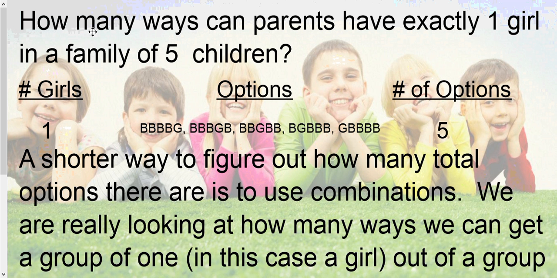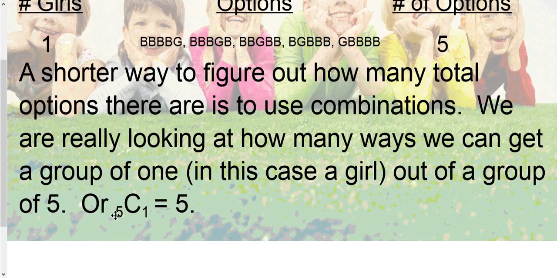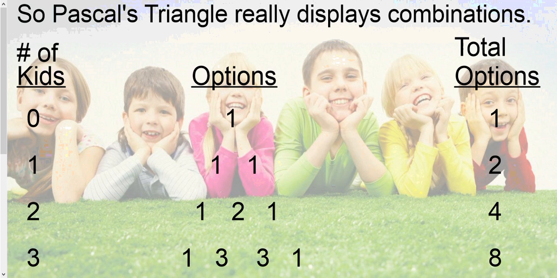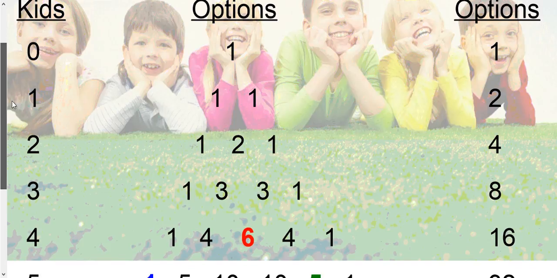Similarly, for how many ways you could get exactly 1 girl, that's also a combination when you are looking at this situation here. So Pascal's triangle really shows all the different combinations.